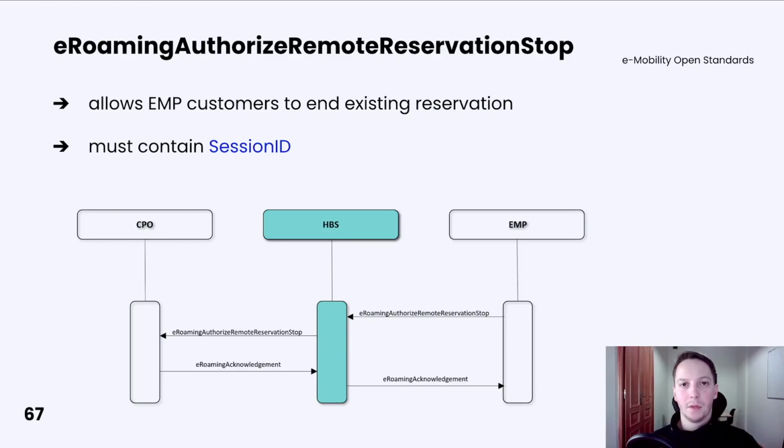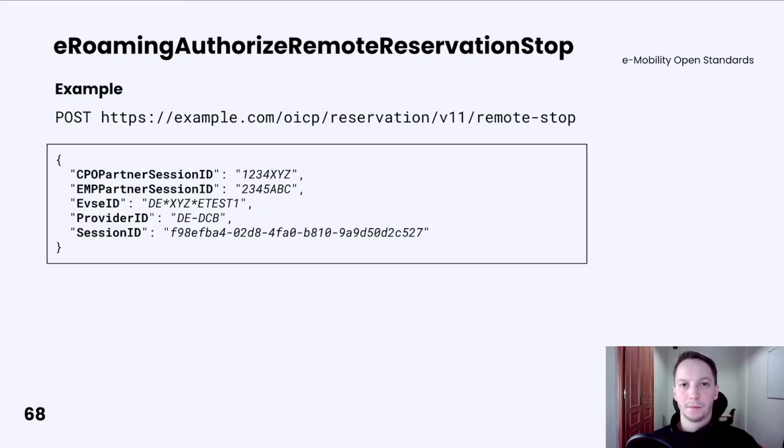If we have a possibility to start reservation, we also need to have a possibility to stop reservation. eRoamingAuthorizeRemoteReservationStop is used for that. It's very simple. It allows EMP customers to end existing reservation. After that, CPO must generate a proper CDR for this operation. Request for remote reservation stop is very simple. You must provide session ID, provider ID, and of course EVSE ID.